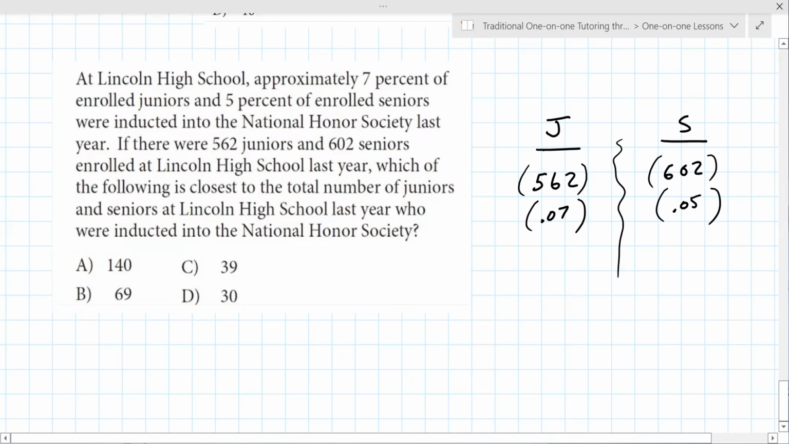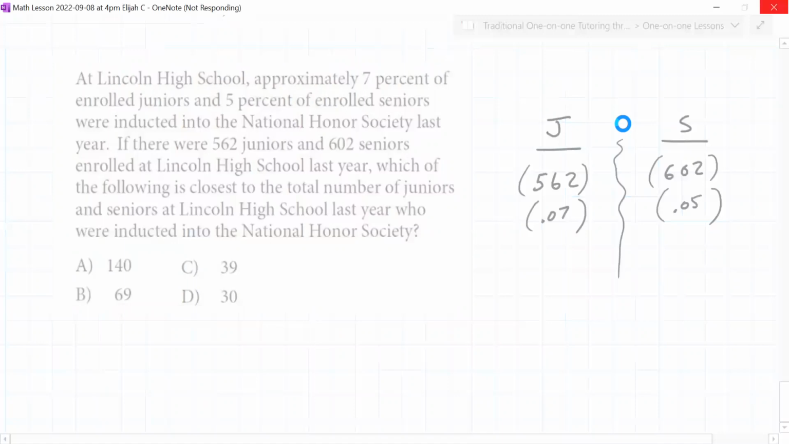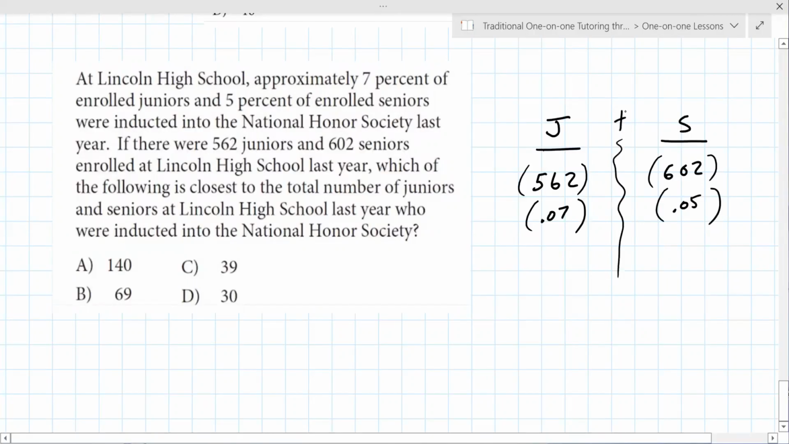You want me to add them together or no? Sure, that's what we want to do. I got 69.44. Okay. So humans are not, we don't have parts of a human. So which is the best answer for that? B. Now let's say you didn't have a calculator.